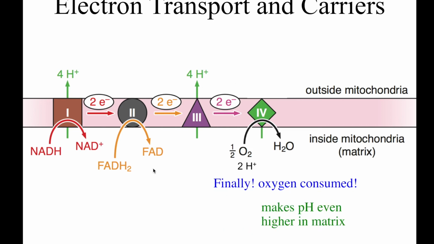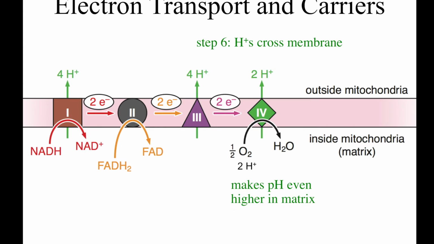Okay, and this oxygen is consumed, and it uses up some hydrogens, and that will make the pH even higher in the matrix. So then we have a pH gradient, more hydrogens in the intermembrane space, that means a lower pH, less hydrogens in the matrix, that means a higher pH. Okay?